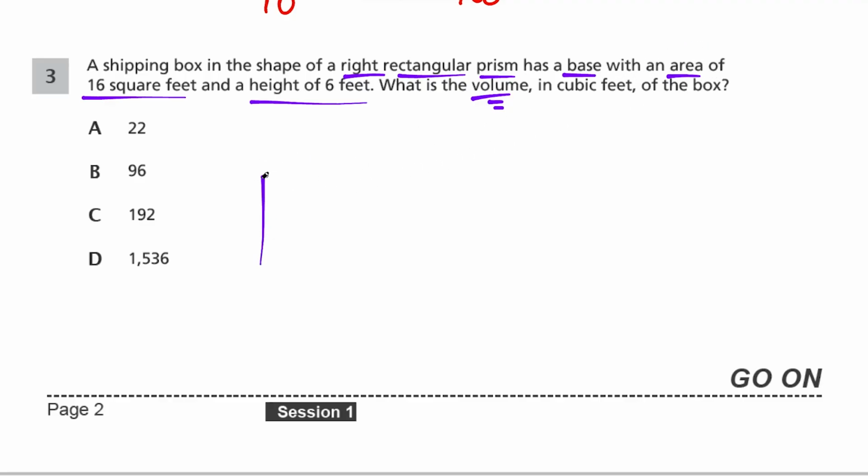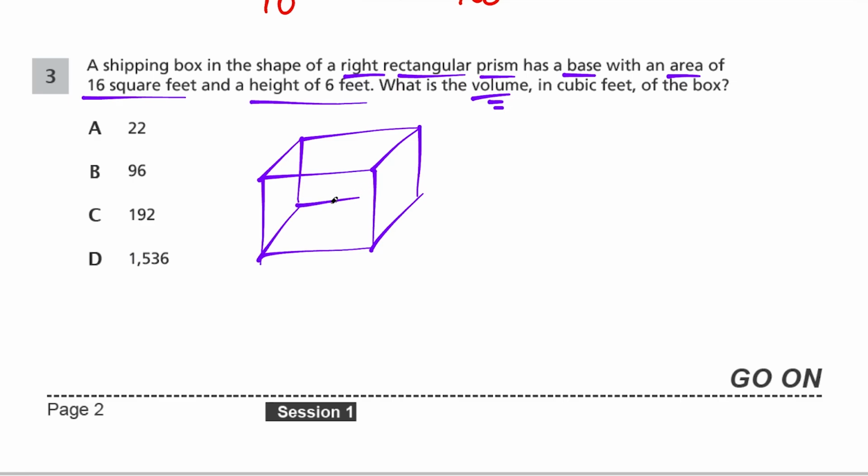Well, for this question here, we could just go ahead and draw something out, and we don't necessarily have to draw something to scale. We just have to draw something here that looks like a rectangular prism. So this is just going to help us imagine what's going on in the question.